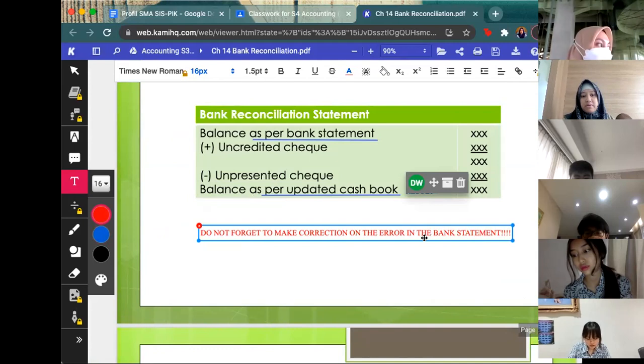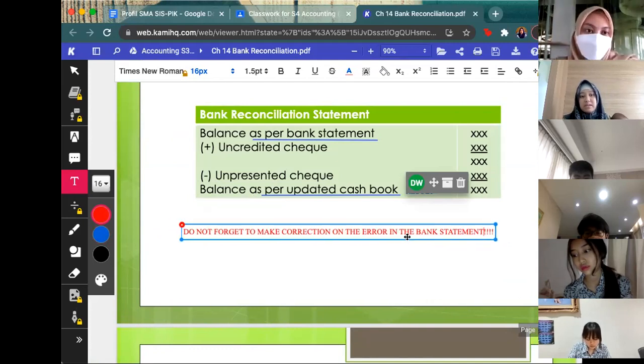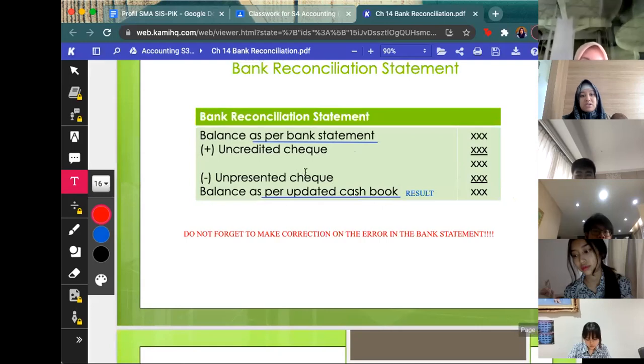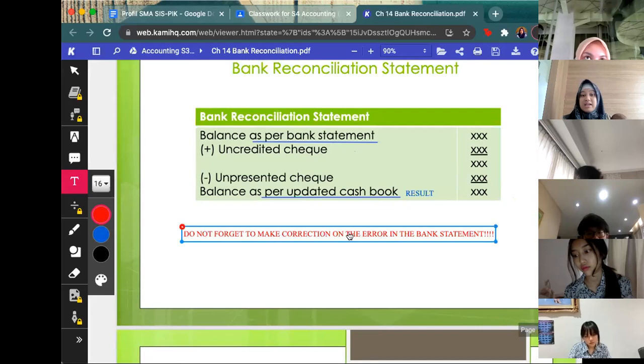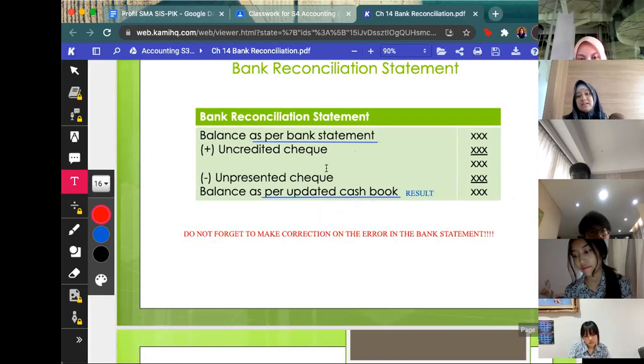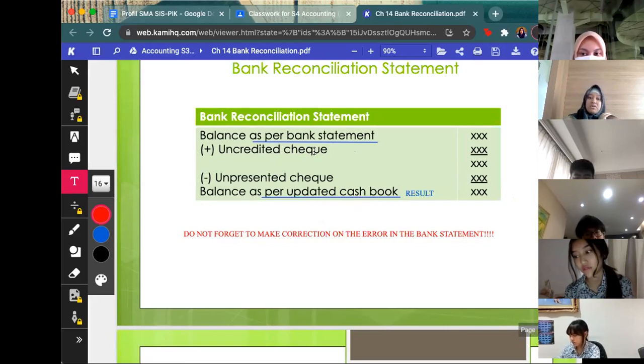Okay, so whenever an error happens in the bank statement, you must make an adjustment on either the positive side or the deducting side. Once again, I did not put the error inside the template because this error can be either positive or negative. It depends on the bank's mistakes. If you have to make a correction by adding to the bank balance in the bank statement, then you put it under the uncredited check. But if you have to deduct it, then you put it under the unpresented check. Is that clear enough?